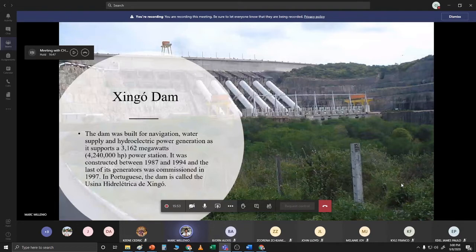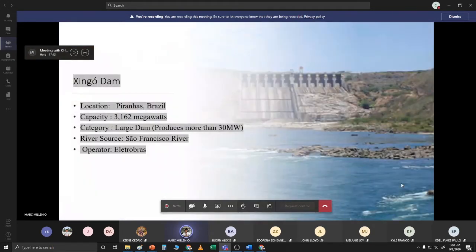The Singo Dam was built for navigation, water supply, and hydroelectric power generation as it supports 3,162 megawatts power station. It was constructed between 1987 and 1994, and the last of its generators was commissioned in 1997. In Portuguese, the dam is called the Usina Hidroelétrica de Singo. It is located in Guaranas, Brazil. The capacity of the dam is 3,162 megawatts. It is a large dam. The river source for it is São Francisco River, and the operator is Electrobus.